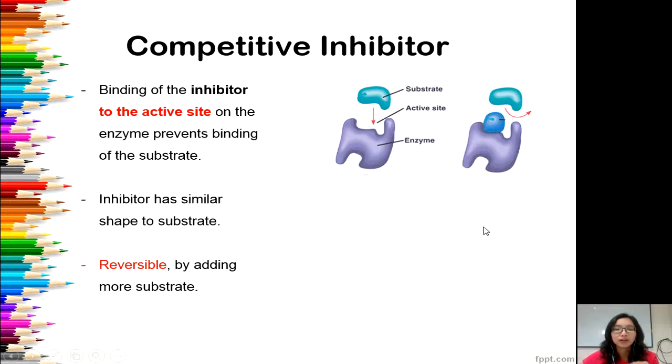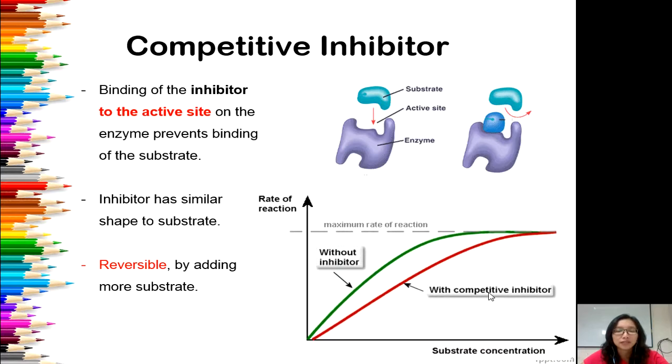Now, the effect of these competitive inhibitors is usually reversible. Reversible means we can reduce the effect of this competitive inhibitor. How? We can add more substrate. It's just as simple as that, because competitive inhibitors work by competing with the substrate. Whoever has more collisions with the enzyme will have more reaction with the enzyme.